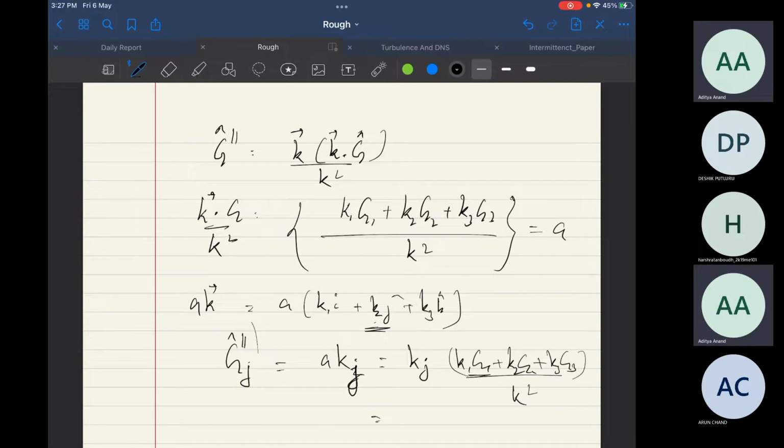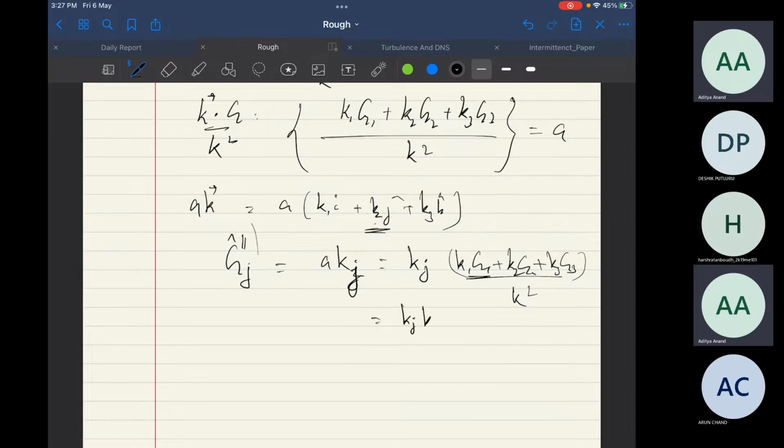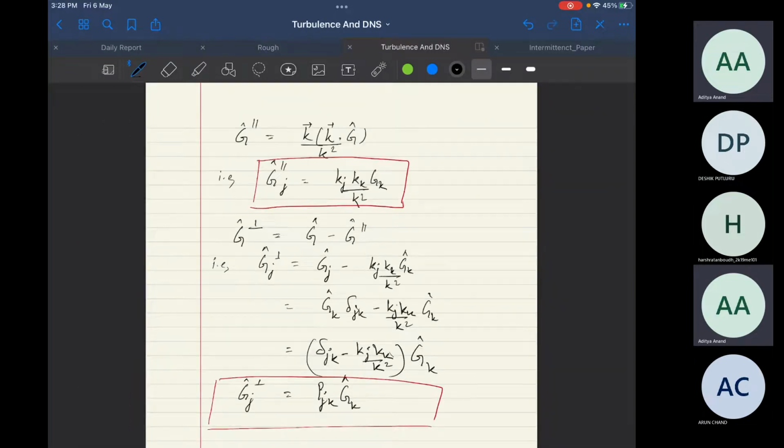Now this is a summation here, so I can write it in tensor notation. I can write it as kj ki gi, and we have the division by the square of the wave number. So we get the jth component for the parallel part as ki kj gi by k square. So this is what is written here. Instead of i I have taken another index k here. This repeated index is basically the summation, so it does not matter if you use i or some other symbol, you can also use m here.